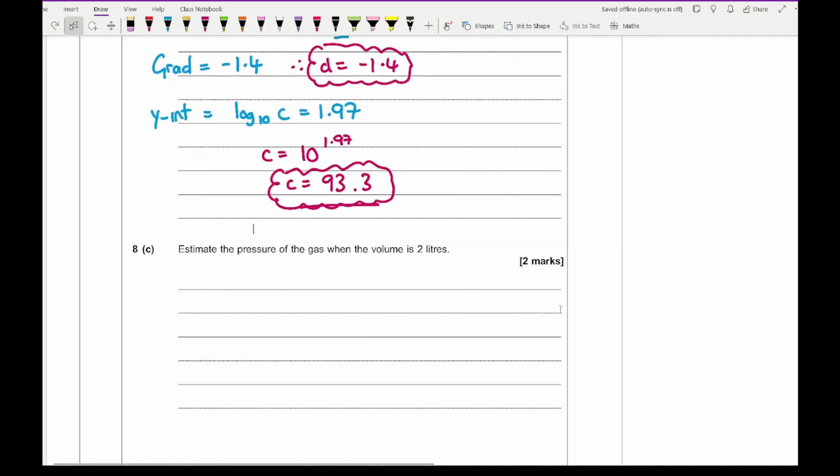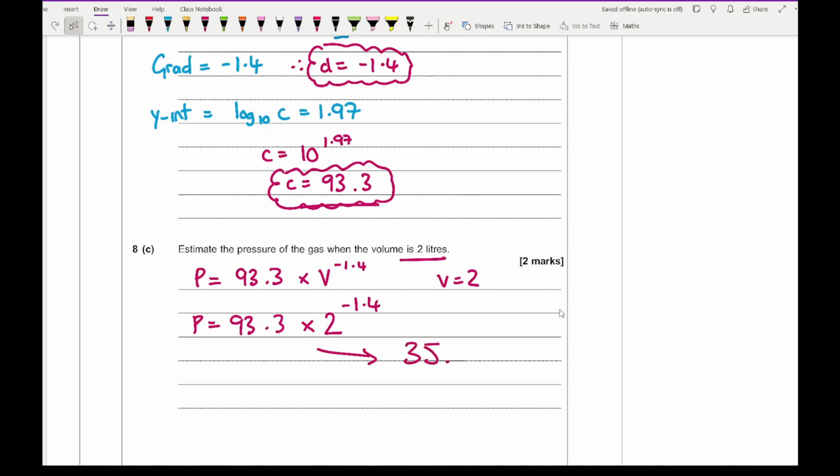For the next question, it says estimate the pressure of the gas when the volume is 2. So going back and filling in the values, I get P equals C, which is 93.3, times V to the power of minus 1.4. So that's just substituting numbers in. Here with this question I've got V equals 2, so P equals 93.3 multiplied by 2 to the power of minus 1.4. And if I type that straight into my calculator, I get an answer of 35.4, and that's to 3 significant figures.